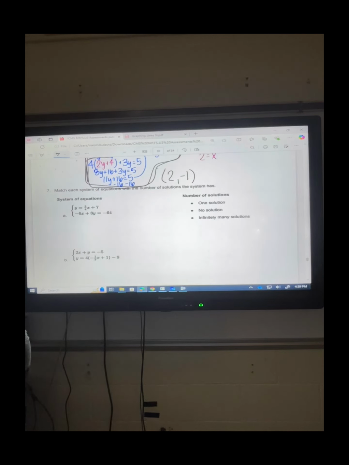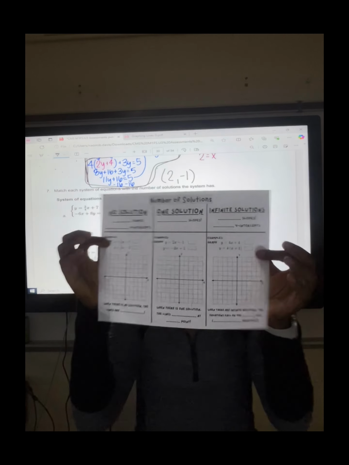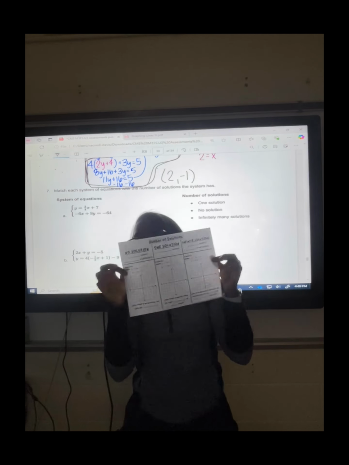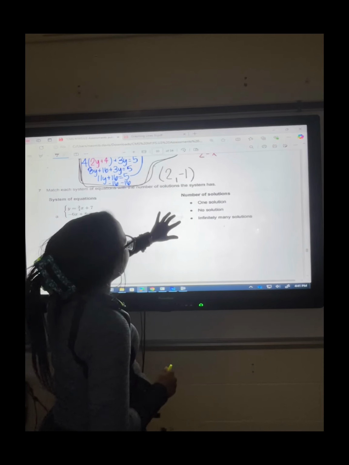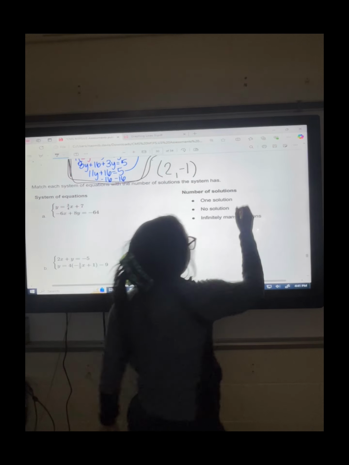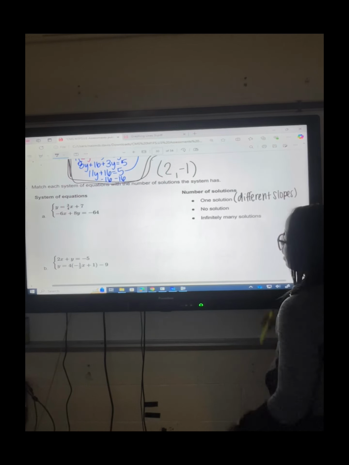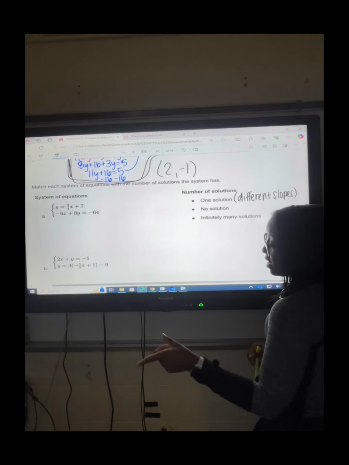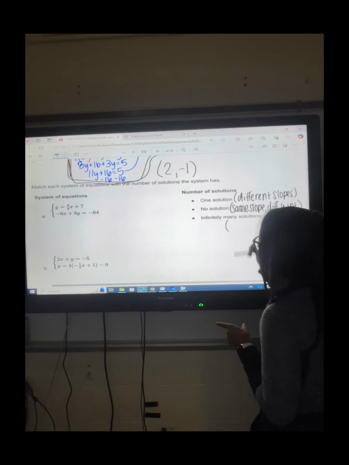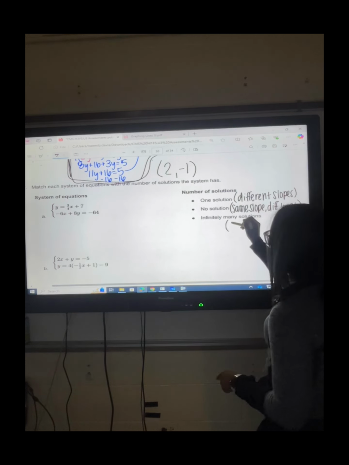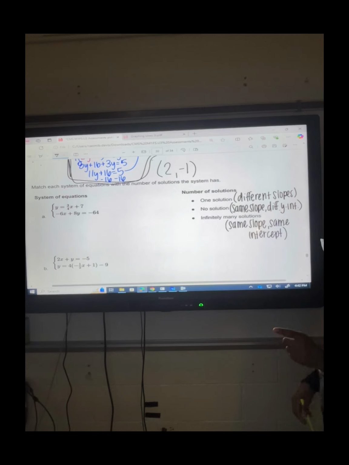Okay? So we had a worksheet. Let me find it. The note sheet. A while back, we took notes on this paper right here. If you have this paper, right here on the test is where it's time to pull it out. If it's one solution, I know they'll have different slopes. If it's no solution, they'll have the same slope but different y-intercepts. If it's infinitely many, that means the same slope and same y-intercept. So those are the 3 ways I know which one is which. I have to pay attention to the slopes and the y-intercepts.